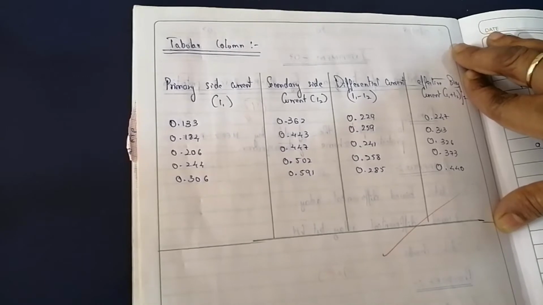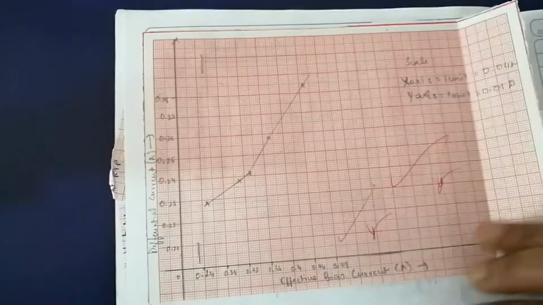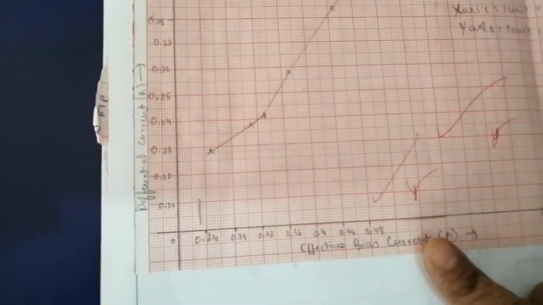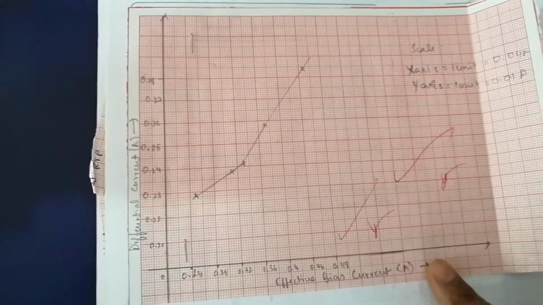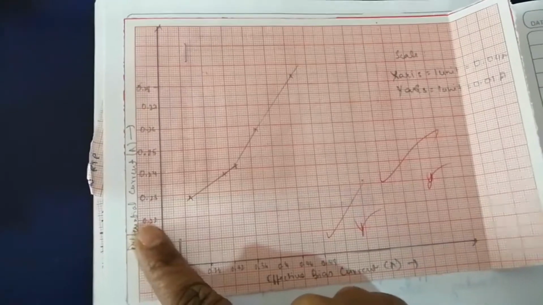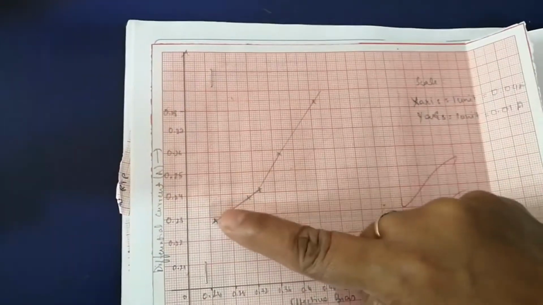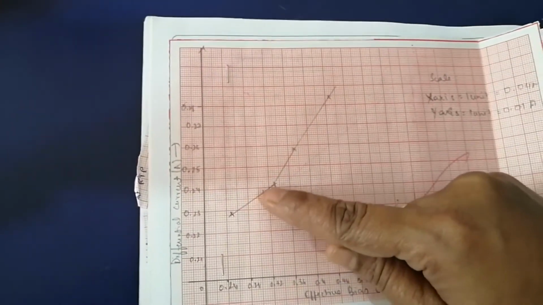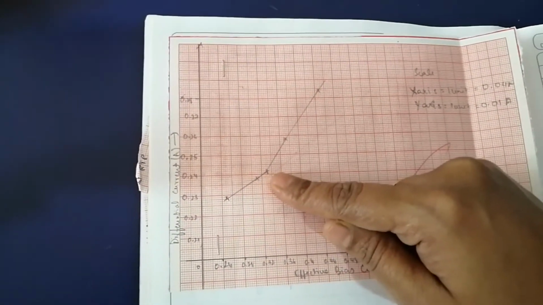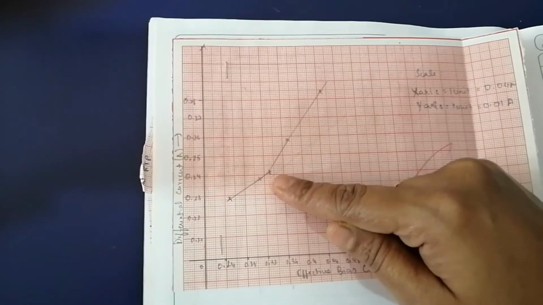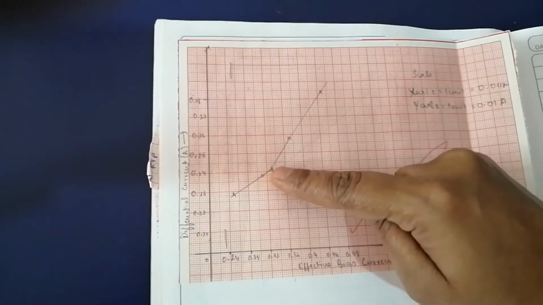Now let us see the model graph. In the model graph, you have to choose your x-axis as the effective bias current and your y-axis as the differential current. Effective bias current is (I1 plus I2) by 2. Differential current is I1 minus I2. Take both the axes and plot the curve. You will get a straight line with slight deviation. This deviation occurs due to the saturation of the core of the transformer. Due to the saturation of the core of the transformer, your curve is not a straight increasing line. It is slightly dipped.